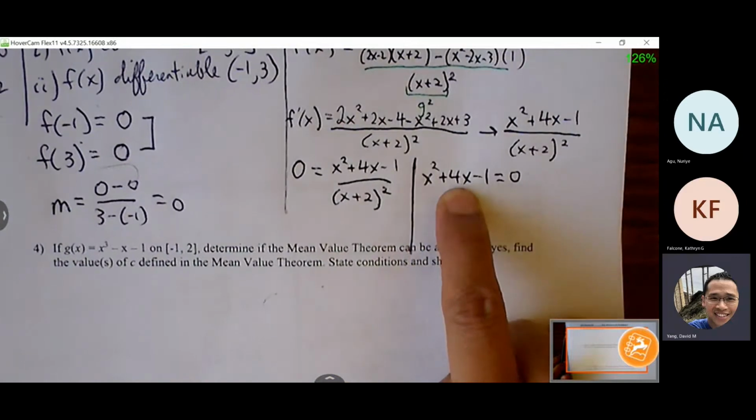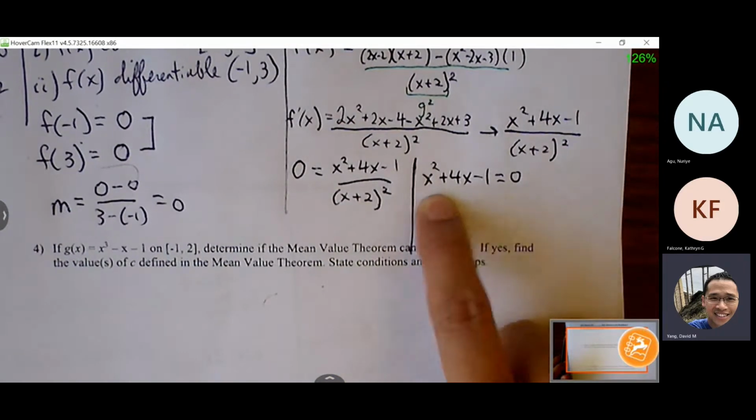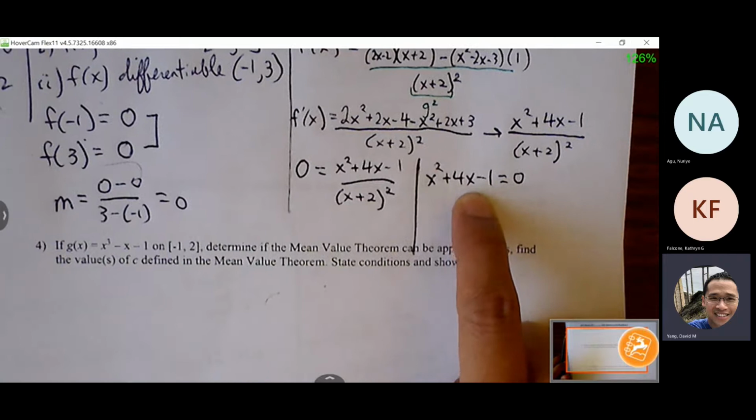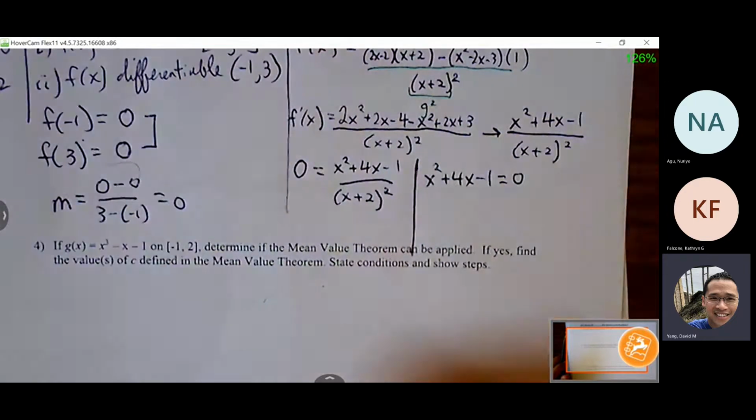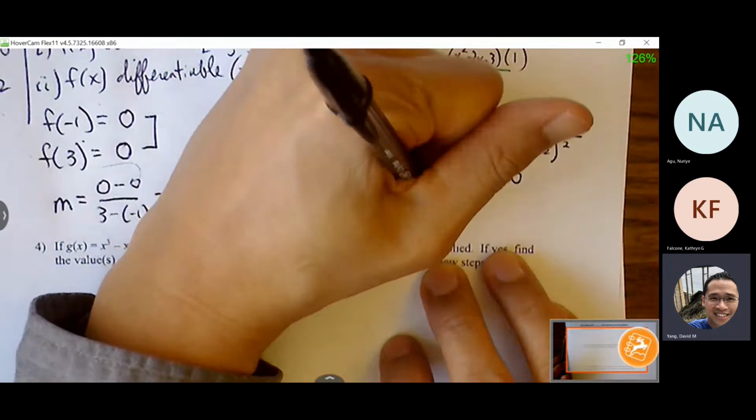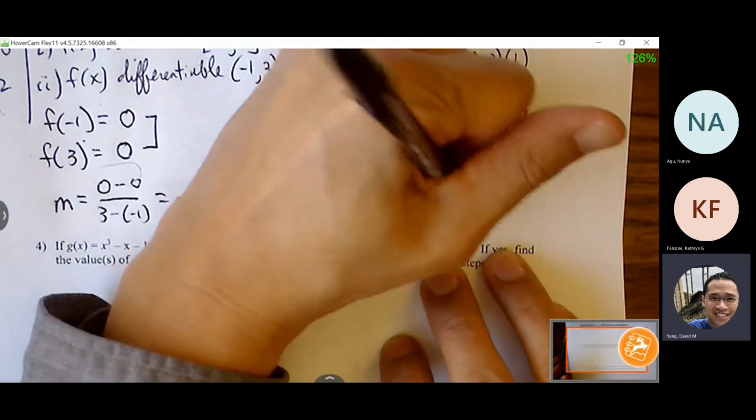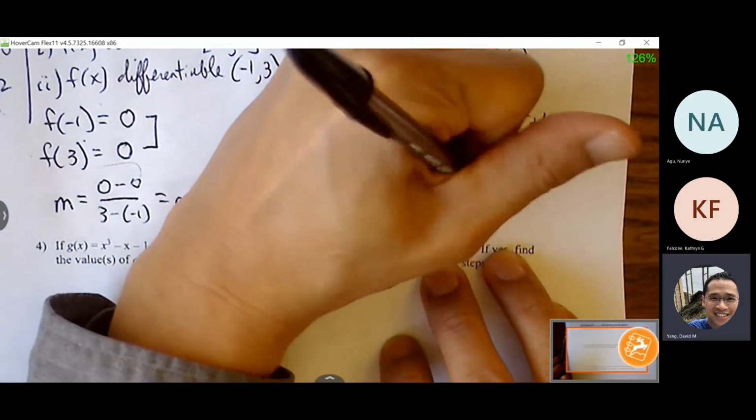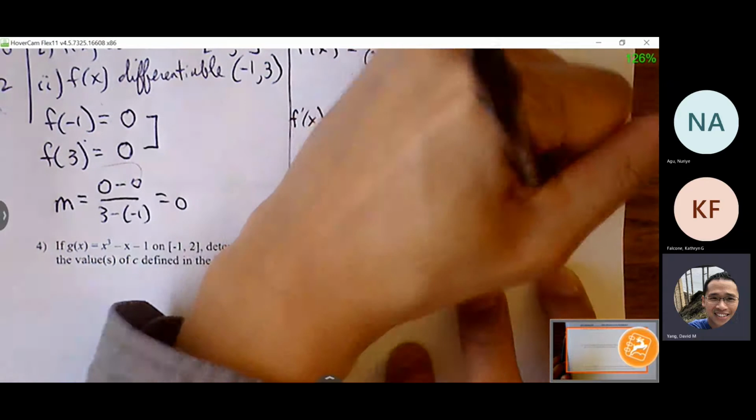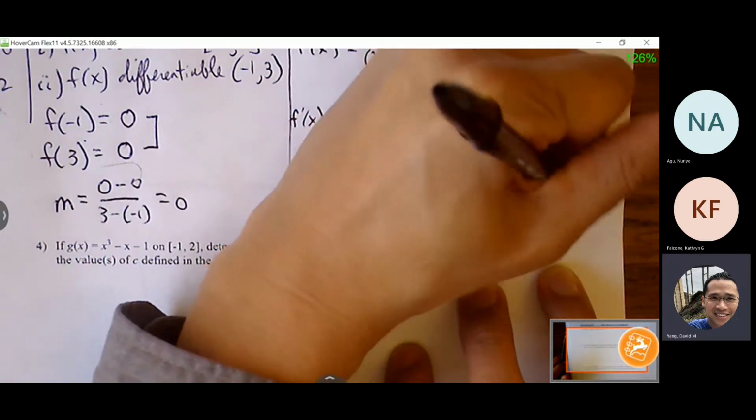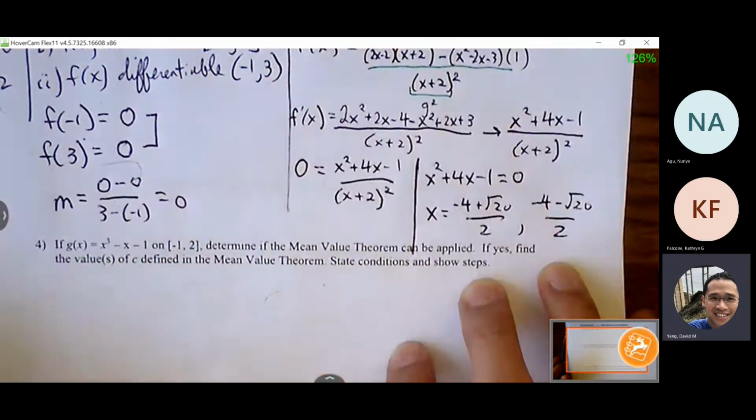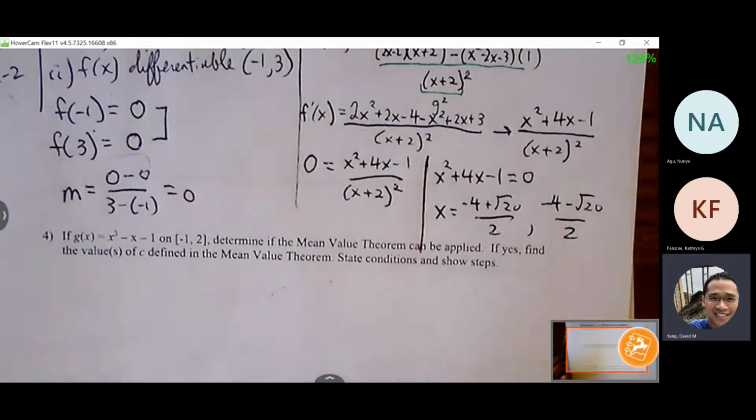Okay, on the quiz, if you get to this point, I'll give you something that's factorable. This one is not factorable. This is a quadratic formula problem. So I'm going to just skip to the answer here. Quadratic formula, we get negative 4 plus root 20 over 2 and negative 4 minus root 20 over 2. Okay, so let's just fast forward to the answer.